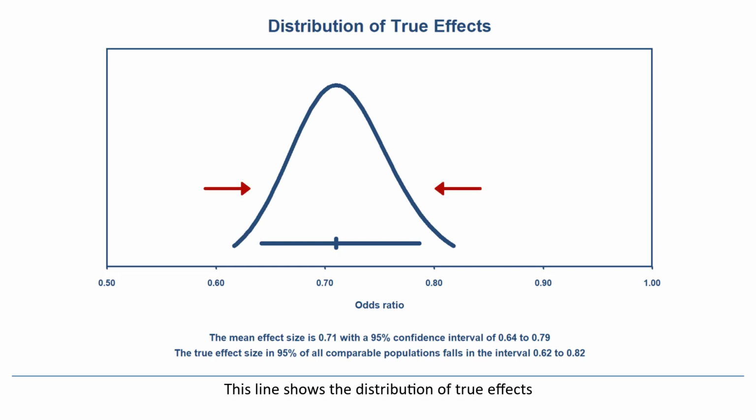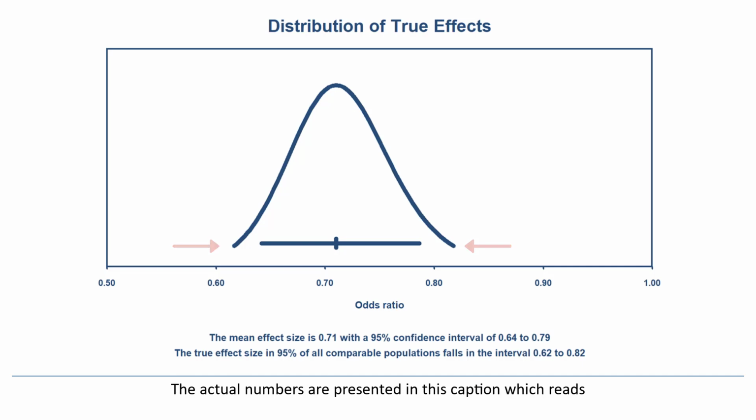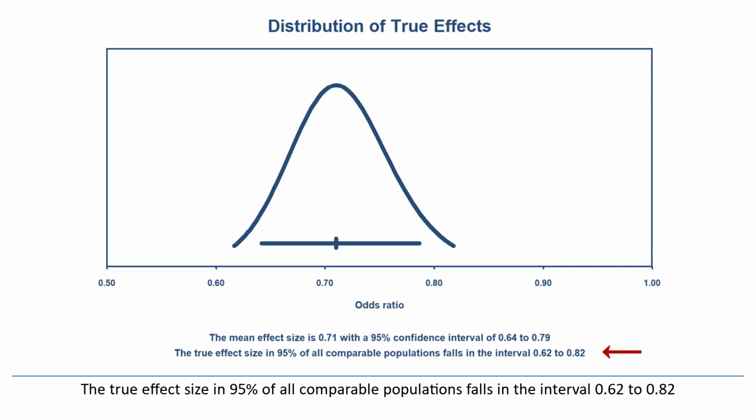This line shows the distribution of true effects. At one extreme, there are some populations where the effect size is 0.62, and at the other extreme, there are some populations where the effect size is 0.82. The actual numbers are presented in this caption, which reads, the true effect size in 95% of all comparable populations falls in the interval 0.62 to 0.82. This interval, 0.62 to 0.82, is called the prediction interval.